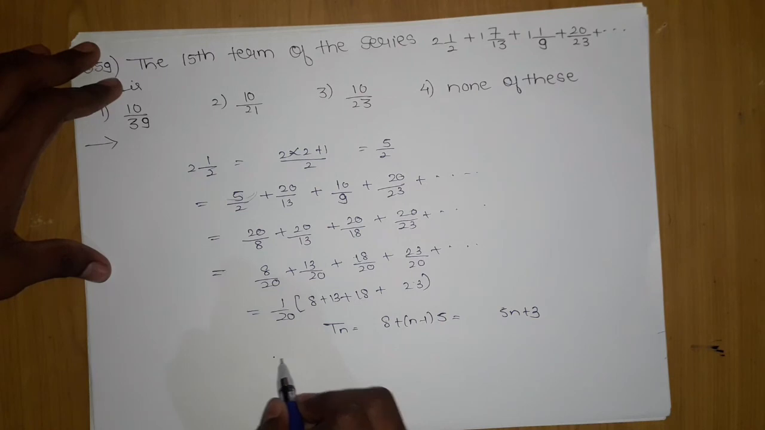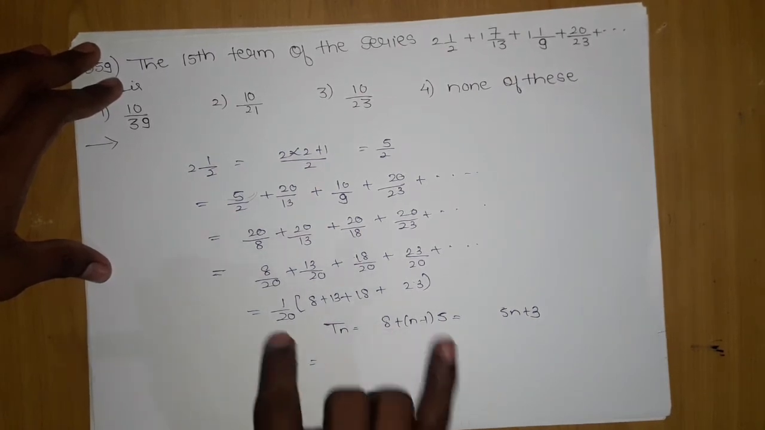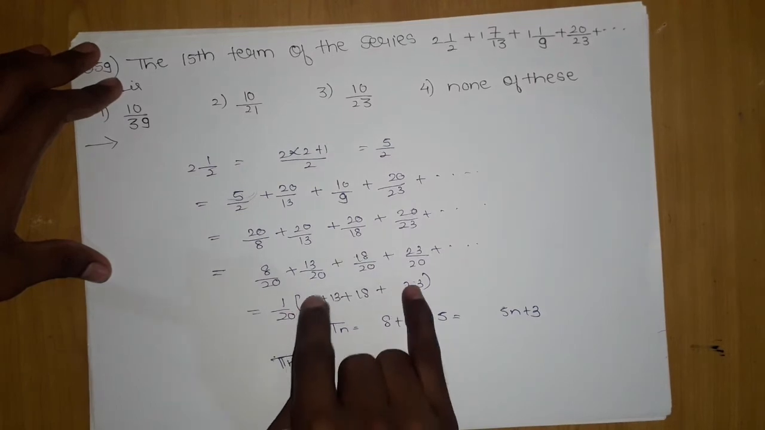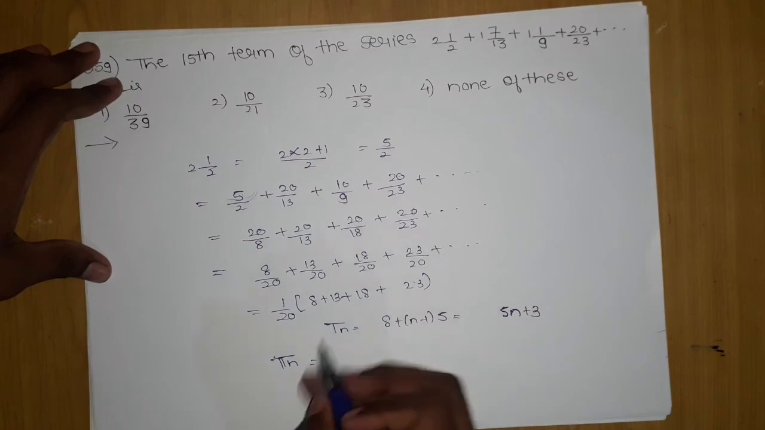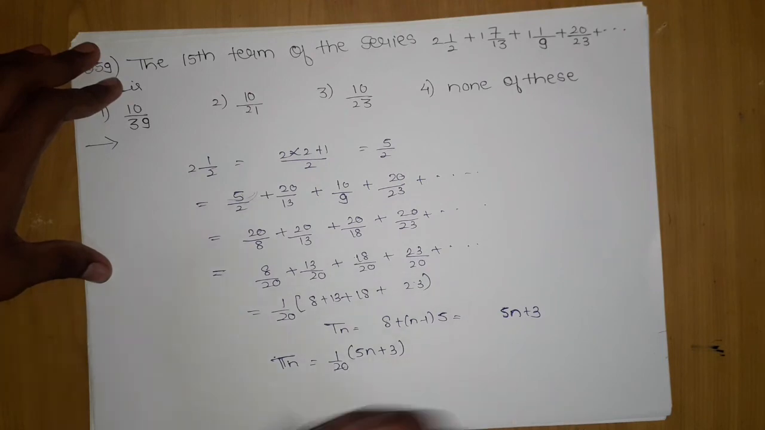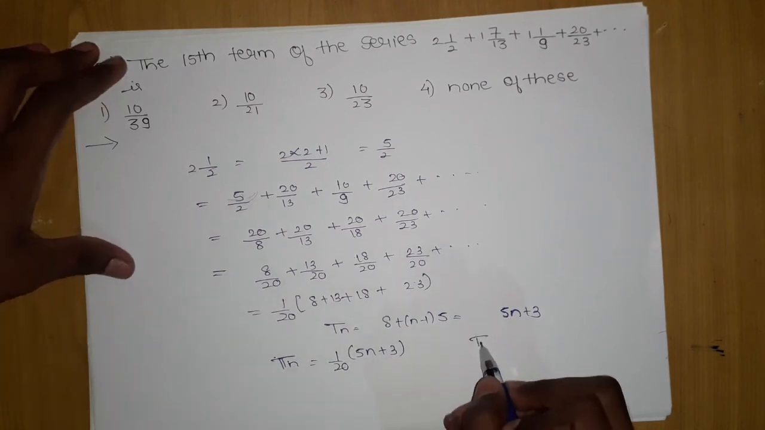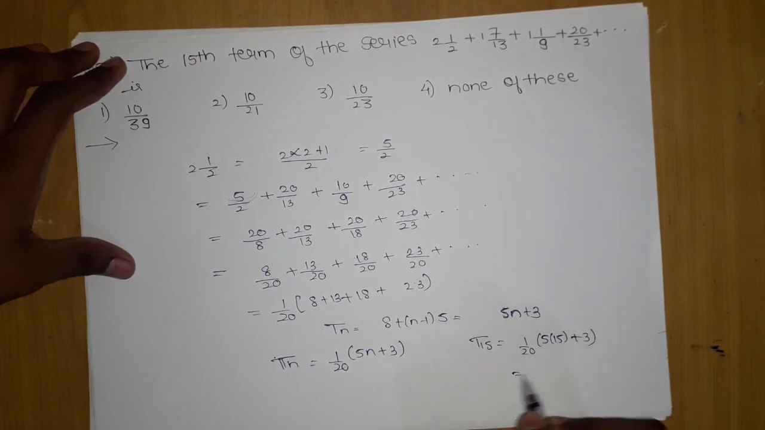Okay, but this will be what we want as the term, that's why we are writing this. This is in terms of series, we are considering it in sequence, then we are getting the Tn, and 120 will be multiplied with this Tn term also. For the last term we will add 15 here, which will give me 1 by 20 into 5 into 15 plus 3, which will give me 75 plus 3 upon 20, which will give me 78 by 20.